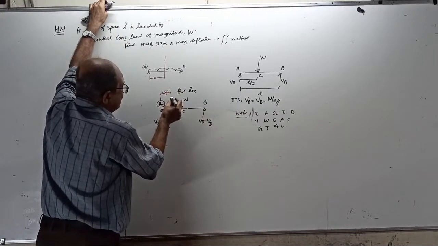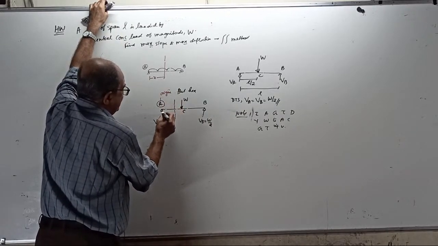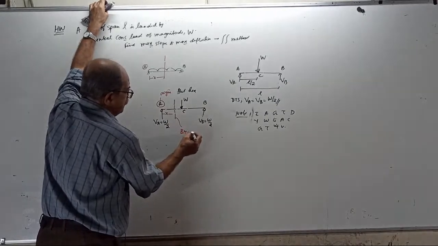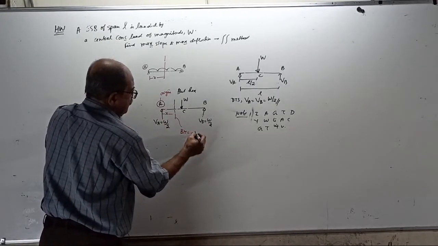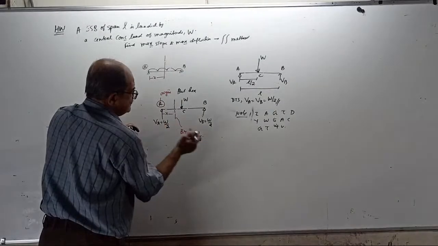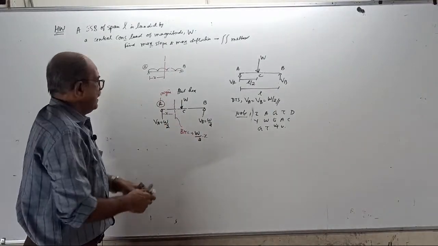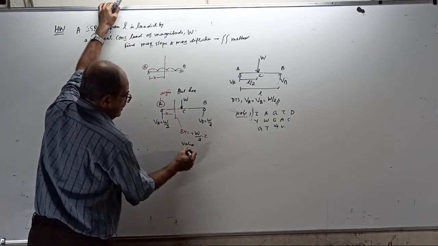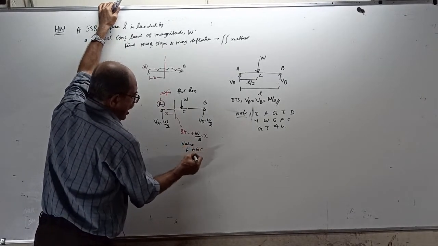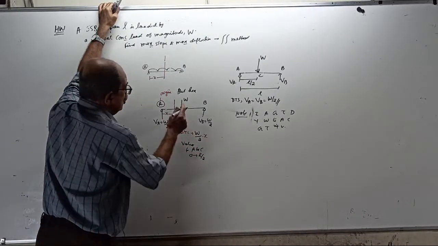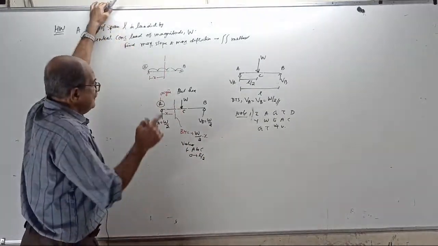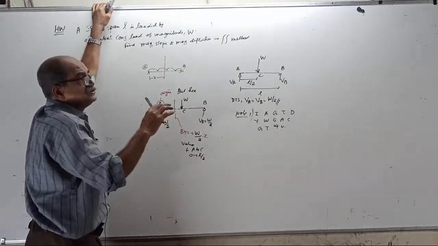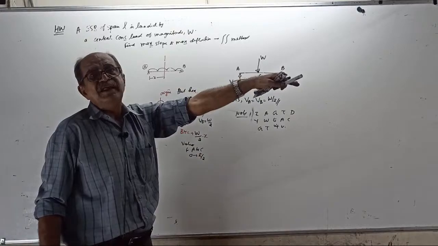If I take a section XX here at X from here, then your BM there equals plus what? W by 2 into X. But this is valid for A to C, or 0 to L by 2. Now, this equation you cannot use for a section here. Of course, by changing the origin it can be valid, but that is something else.